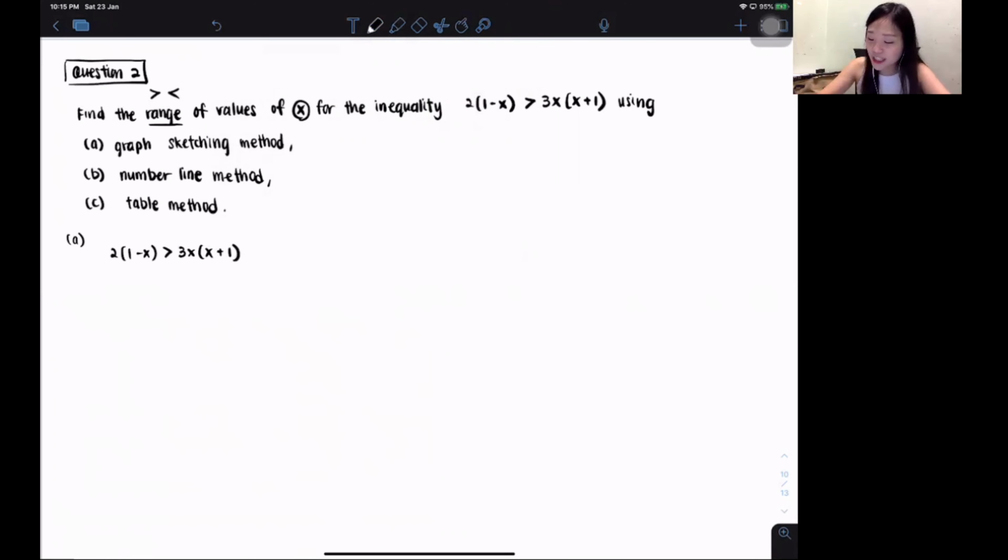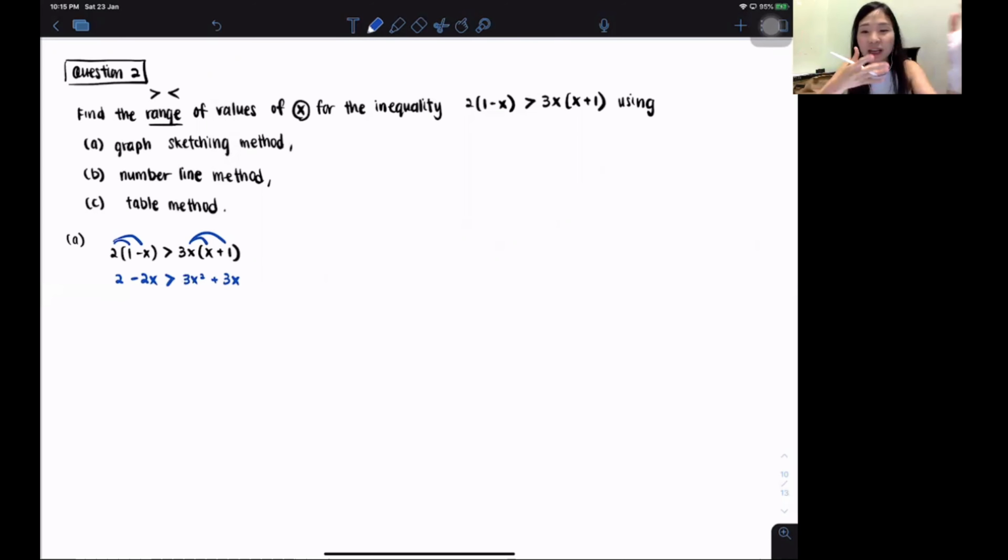So what's the first thing you guys will do? I think you guys will expand it. So 2 times 1, 2. 2 times negative x, negative 2x. 3x times x, 3x squared. 3x times 1, 3x. What does it look like? General form, because general form will have ax squared plus bx plus c equals to 0, correct? So everything, move it to one side. So move it to the right or move it to the left.